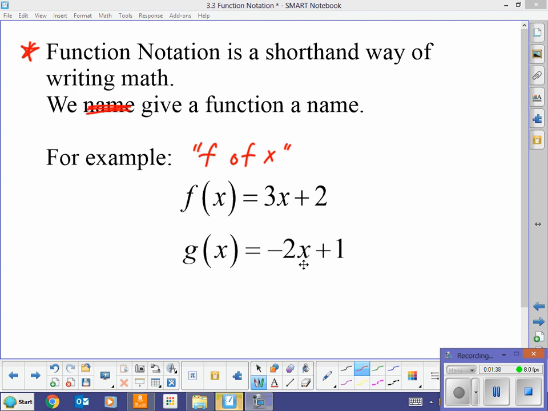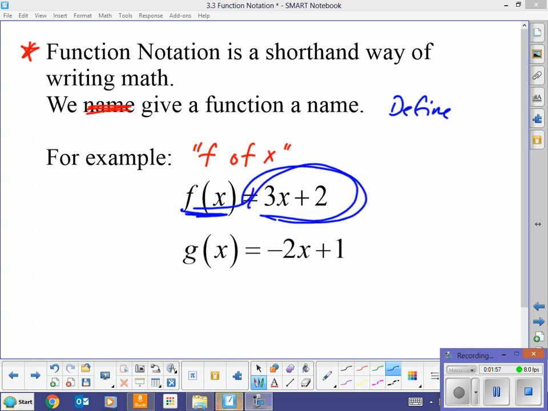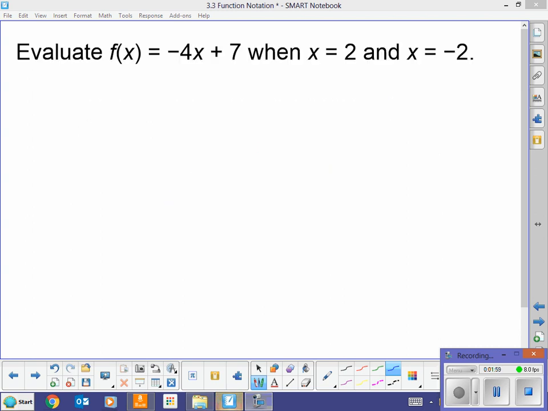So we have to define a function, and we give it a name. We define it and give it a name. That way we don't have to write this thing all the time. We can just refer to this as we do different problems that are essentially the same problem over and over. And let's take a look at some examples here.